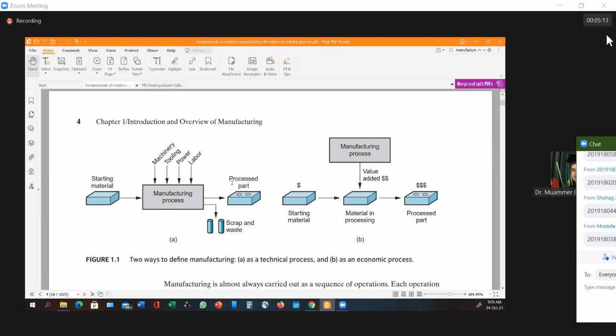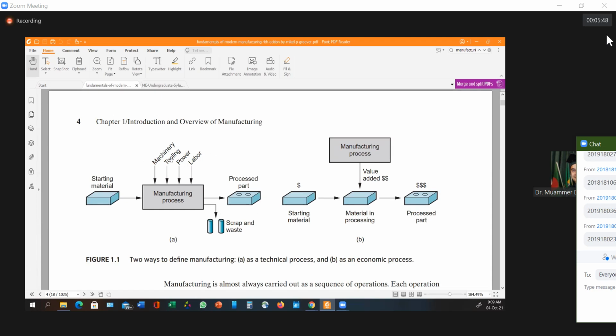This flow chart actually gives you the real definition of what is a manufacturing process. And the figure on the left, figure A, is the technological way of looking at manufacturing, and the figure on the right, B1, is the economic or financial way of looking at manufacturing. You can think of manufacturing process as a type of economic activity or process. But these are the two ways.